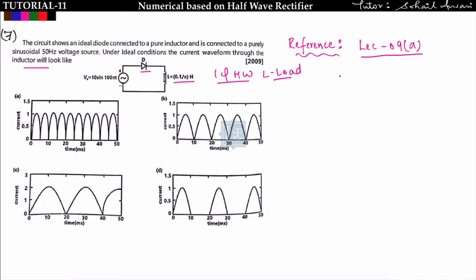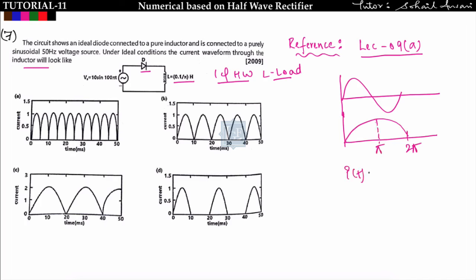So the current waveform through the inductor we have already seen in lecture number 9a. This is Vm sin omega t, and the current I was getting goes up to 2 pi, with the maximum current at pi. The current equation is Vm upon omega L into (1 minus cos omega t). Go through lecture number 9a, you will understand where this current equation comes from.